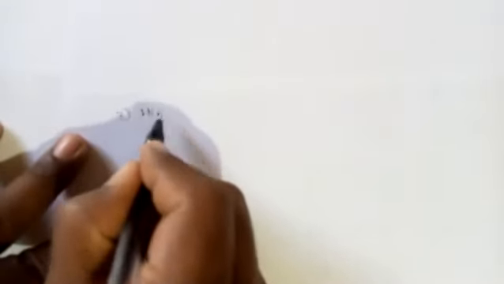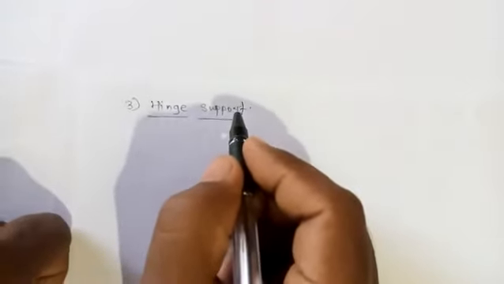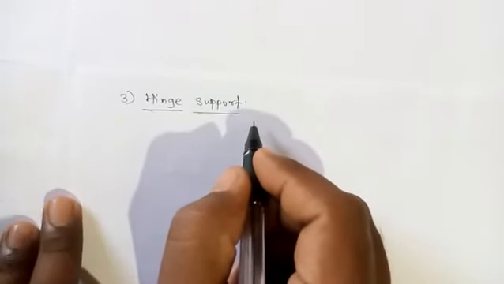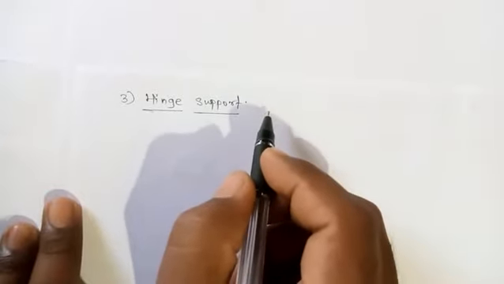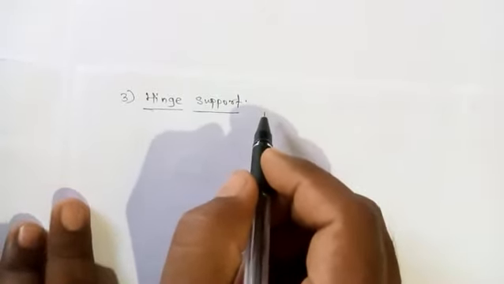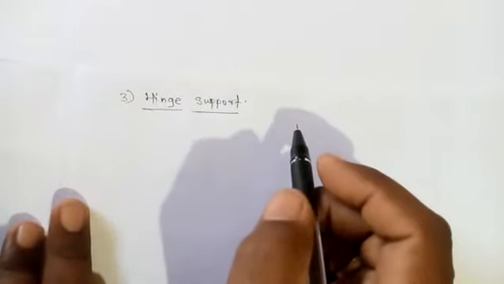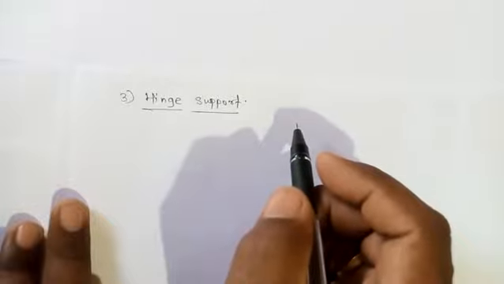Next, third type of support that we are going to see is hinge support. So what is basically the hinge support? A practical example can be taken. The door is supported in the wall using the hinge, and you have observed that door can only rotate about the hinge.